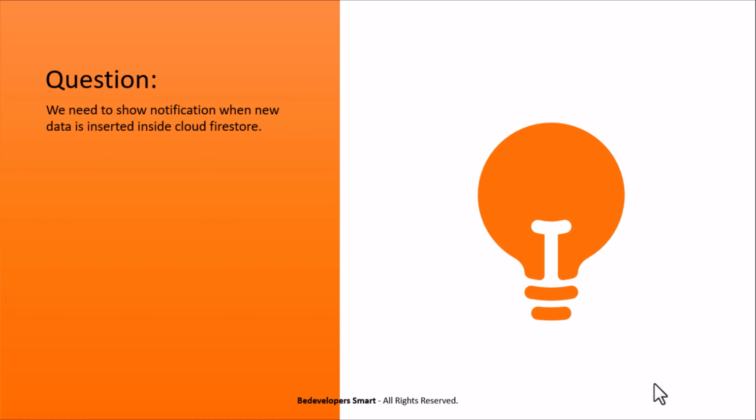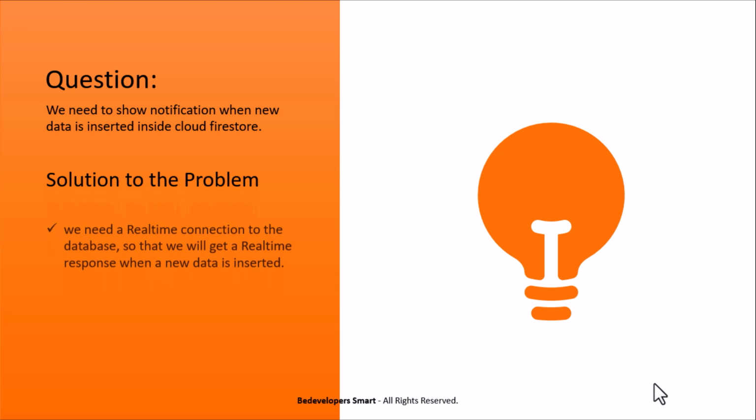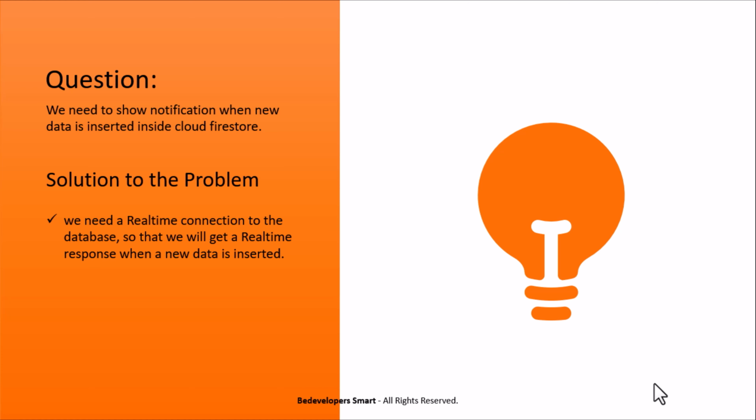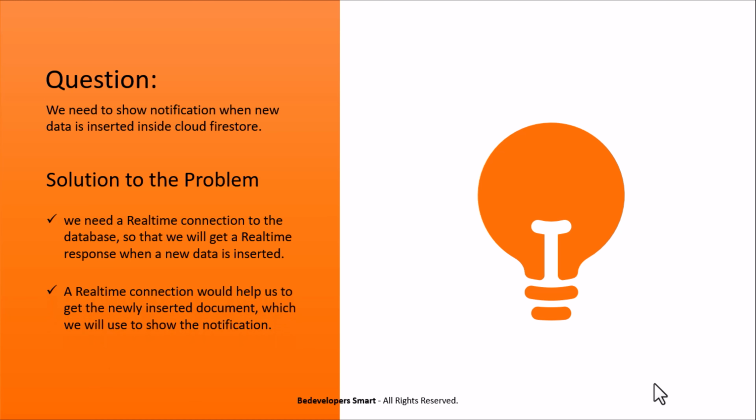So basically our question is, we need to show a notification when new data is inserted inside Cloud Firestore. So what would be the solution? We need a real-time connection to the database so that we get a real-time response when new data is inserted. A real-time connection would help us get the newly inserted document, which we will use to show the notification. So when a new document is inserted inside the collection, we will get the live response of that document, and then we will fetch the data from that document and use it to show the notification.